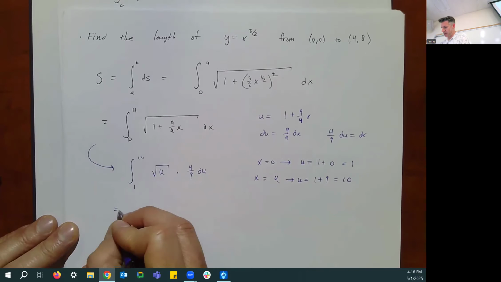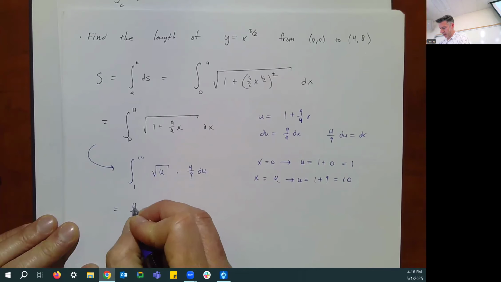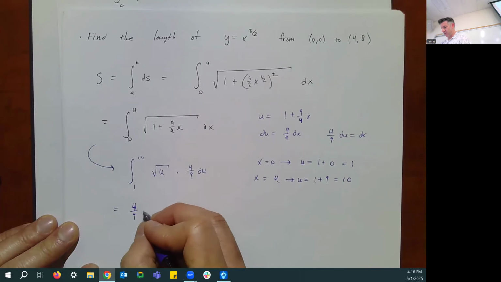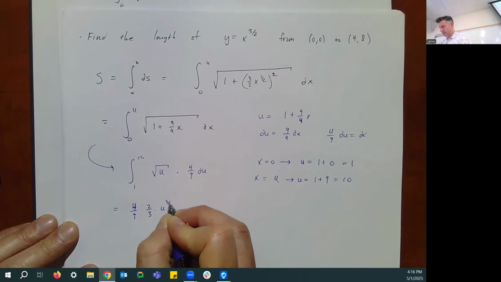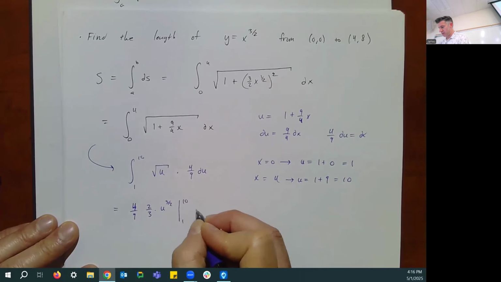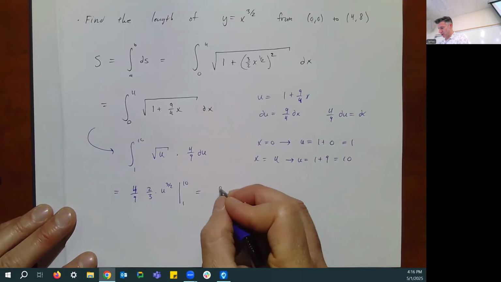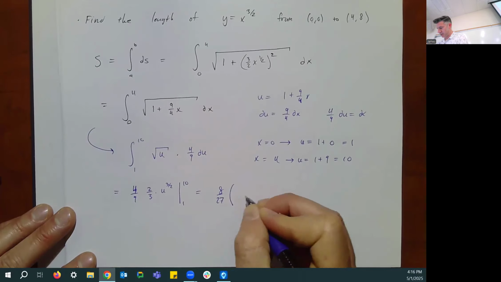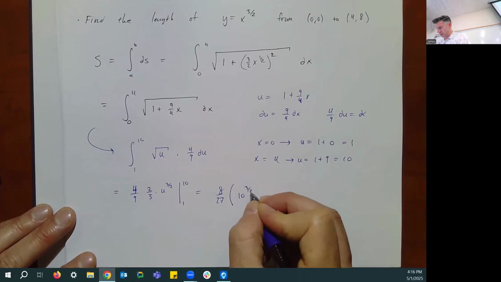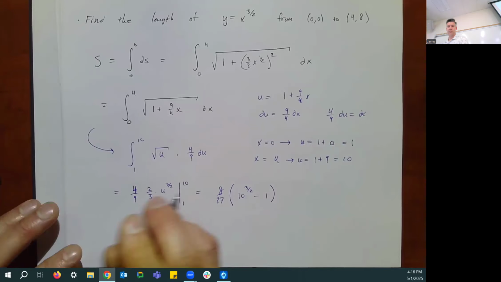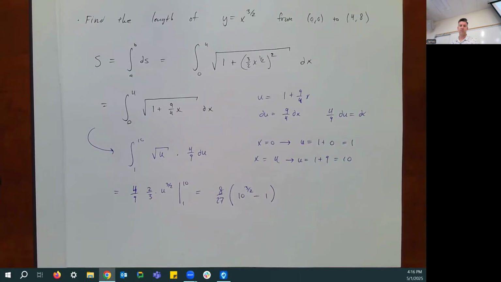And I ended up getting 4/9 times the antiderivative of u to the 1/2, which is 2/3 times u to the 3/2, from 1 to 10. Simplifying a little bit, I get 8/27 times (10 to the 3/2 minus 1 to the 3/2). And that's my final gross answer.